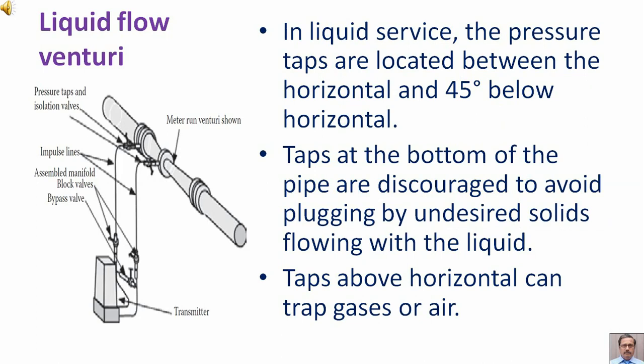In liquid service, the pressure taps are located between the horizontal and 45-degree below horizontal. Taps at the bottom of the pipe are discouraged to avoid plugging by undesired solids flowing with the liquid. Taps above horizontal can trap gases or air.